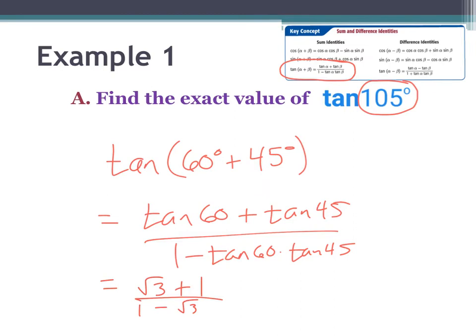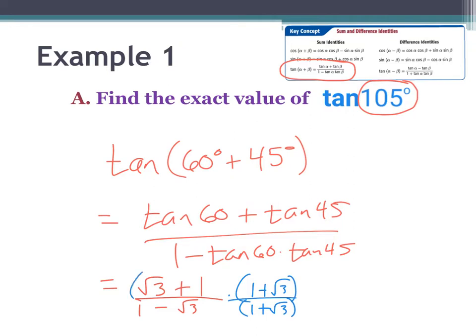Now, this is acceptable as an answer, although in a Canvas quiz or on the chapter exam, you might not see this expression written. So your job is to maybe rewrite this slightly, which is involving just really some conjugate stuff. And so to get rid of that square root on the bottom, we would have to multiply by the conjugate of top and bottom, whatever the conjugate of the denominator is, which in this case would be 1 plus the square root of 3.